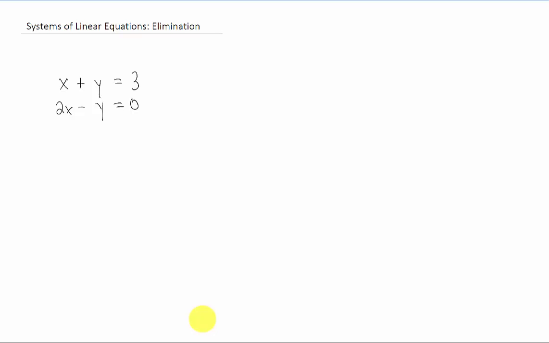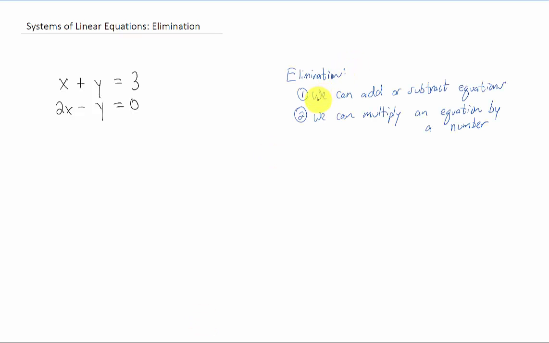Now we're going to talk about the last method for solving systems of linear equations. This is my favorite. This one is elimination. Here are the rules for elimination. There are a couple things that we're allowed to do with equations. We can add and subtract them. We can also multiply any single equation by any number we want, as long as we multiply both sides of the equation by that number, we're fine.